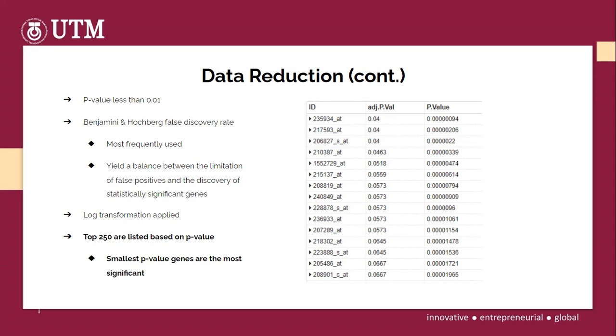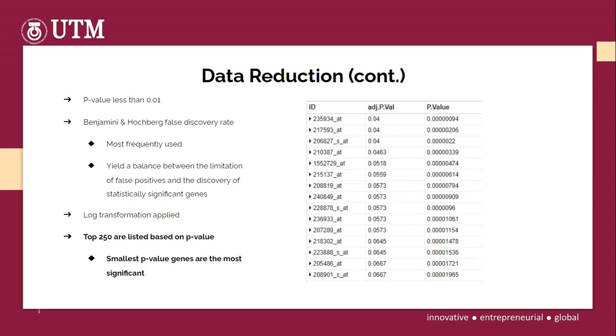The data reduction by Geo2R uses a p-value less than 0.01. It also uses the Benjamini and Hochberg false discovery rate. The reason it uses the Benjamini and Hochberg false discovery rate is because it is the most frequently used and it yields a balance between the limitation of false positives and the discovery of statistically significant genes. Geo2R also applies log transformation on the data. And after considering everything, it will produce the top 250 based on the p-value result, the smallest p-value genes, meaning that they are the most significant.